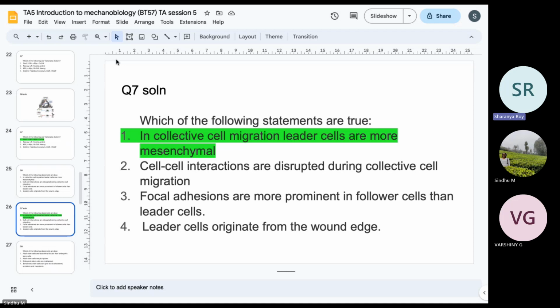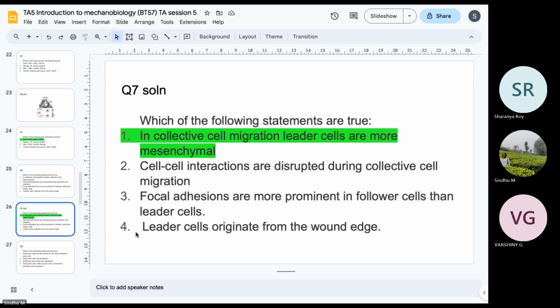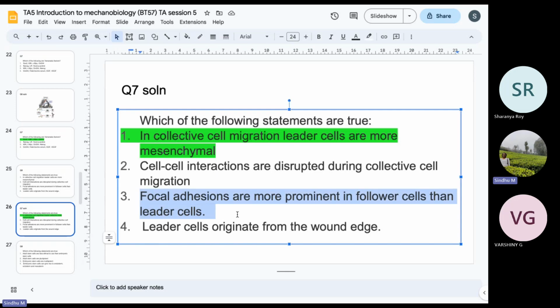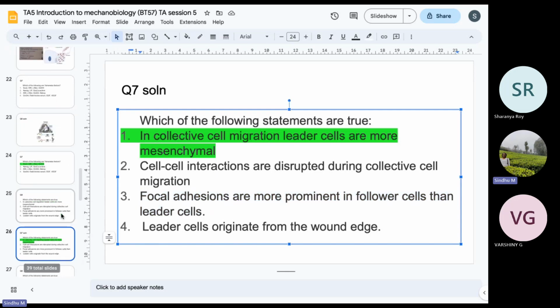Yes, it is correct, but side by side option 3 is also partly correct, right? No, option 3 is not correct because in the leader cell the focal adhesions will be more prominent. I was telling, no, the leader cells will exert high forces to pull the cells that are behind them. So because they are exerting high forces, to exert forces you need the focal adhesions. So that is why the focal adhesion will be more prominent and bigger in the leader cells than follower cells. But option 3 is telling the opposite. So 3 is wrong.